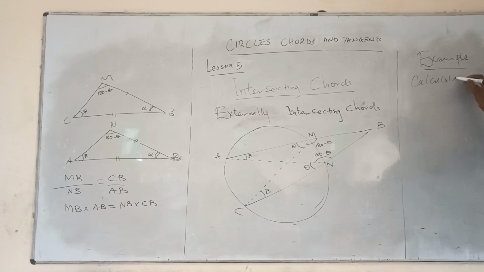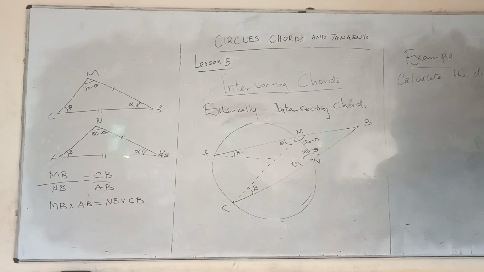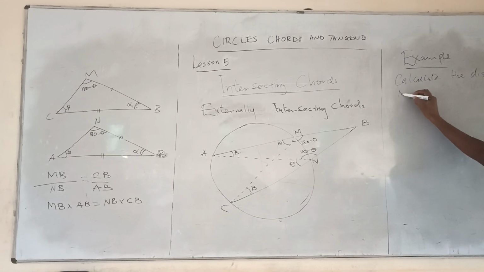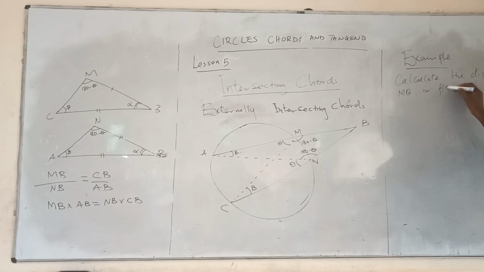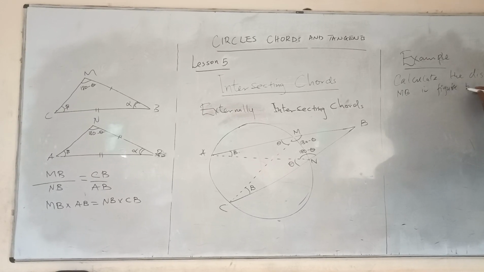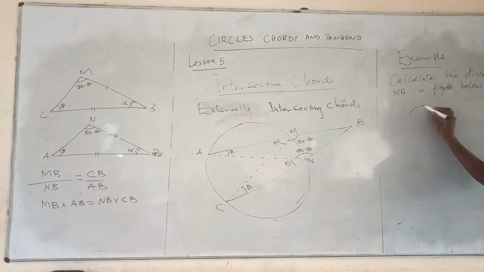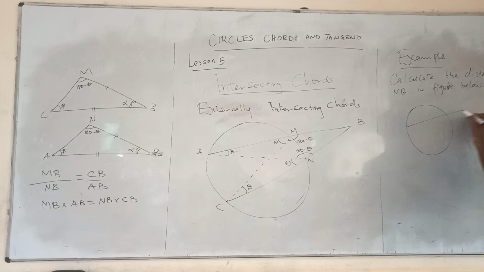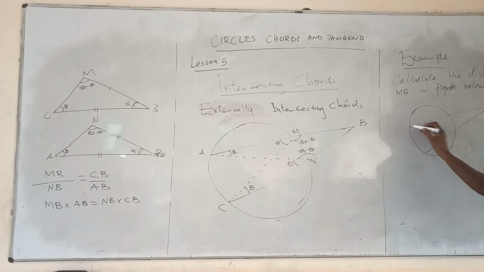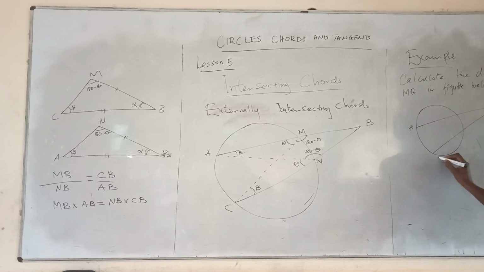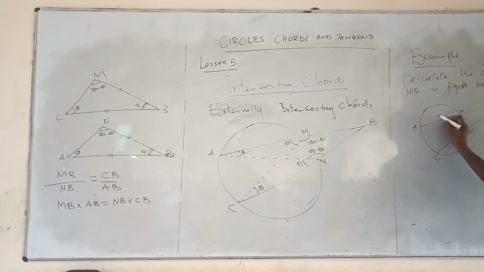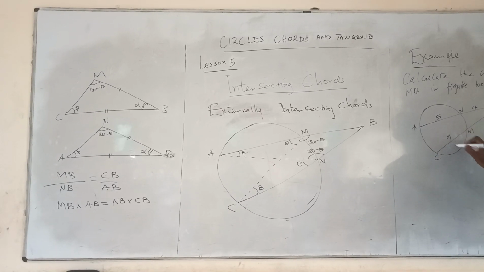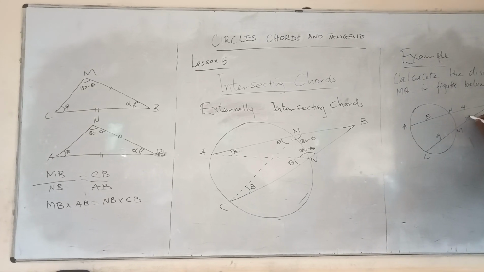Calculate the distance MB in the figure below. AB and M, and AN is 5, NB is 4, CM is 9. So we are required to get MB, which we can call maybe X.